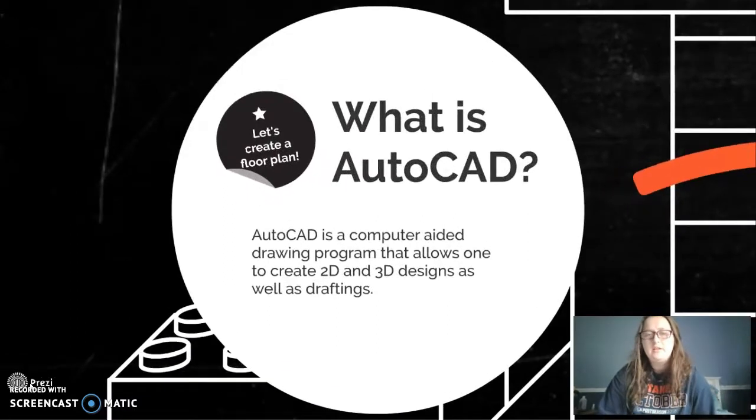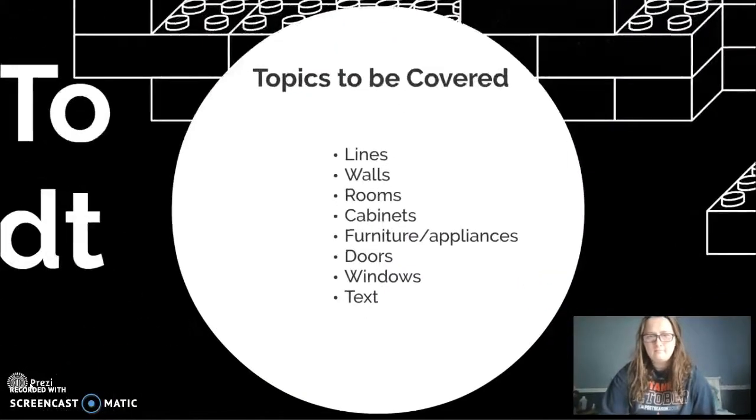First, AutoCAD. CAD stands for Computer Aided Drawing. It lets you design 2 and 3D drawings within the program, and it also allows you to do draftings, floor plans, side views of your houses and whatnot. We will be going over how to utilize lines in this presentation, how to create walls, rooms, cabinets, furniture and appliances, doors, windows, and how to use text to differentiate between rooms.